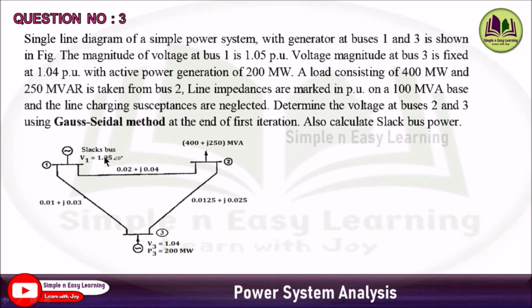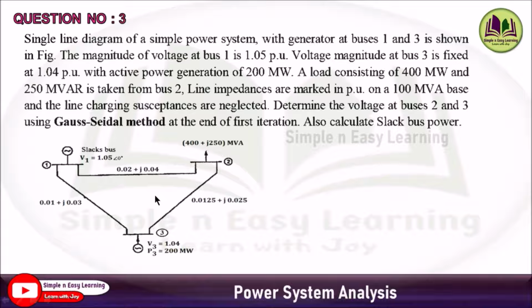So here all the 3 buses are given. First bus is slack bus, and second bus is load bus. Here P and Q are specified, so it is PQ bus, that is load bus, and the third bus is PV bus. P and V are specified, so we call this as PV bus or a generator bus. So all the three buses are available in this problem.